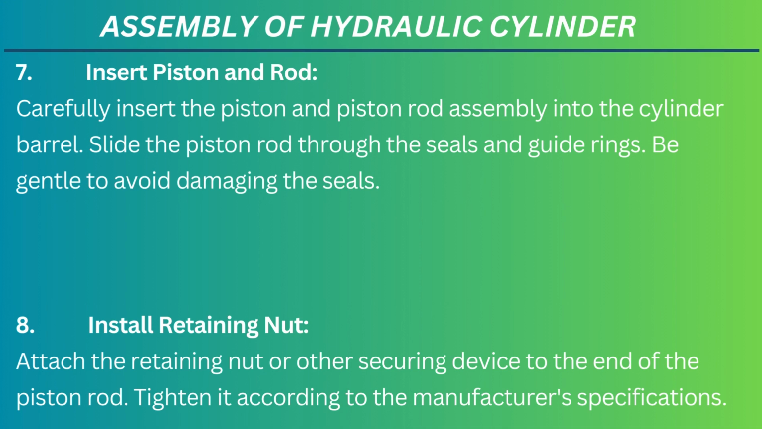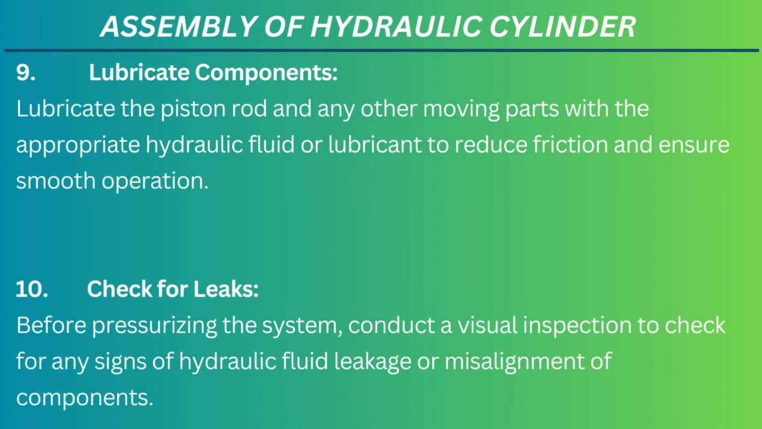8. Install retaining nut. Attach the retaining nut or other securing device to the end of the piston rod. Tighten it according to the manufacturer's specifications. 9. Lubricate components. Lubricate the piston rod and any other moving parts with the appropriate hydraulic fluid or lubricant to reduce friction and ensure smooth operation.